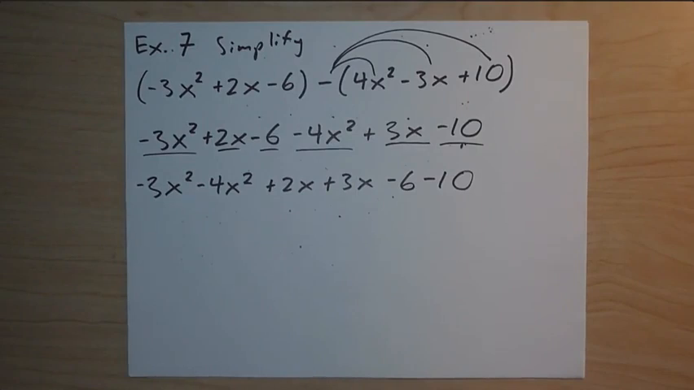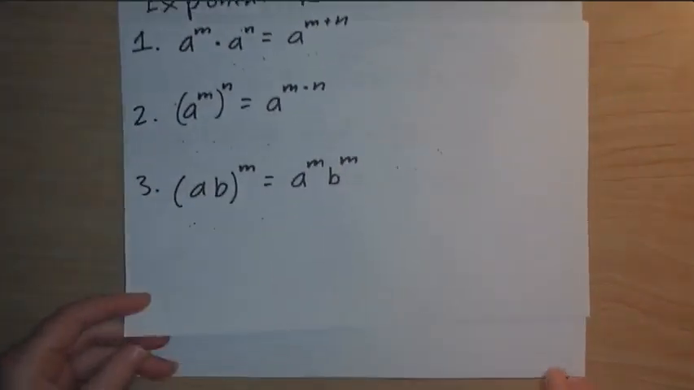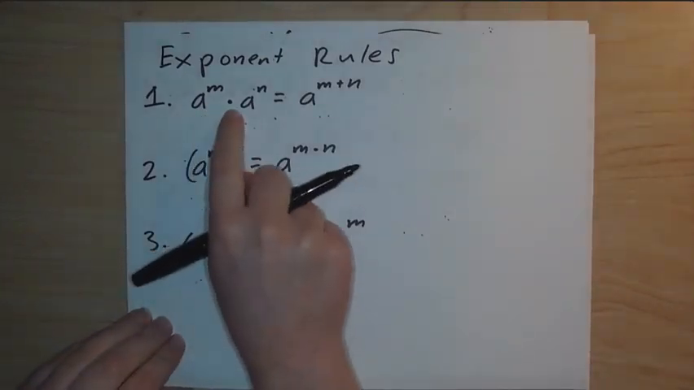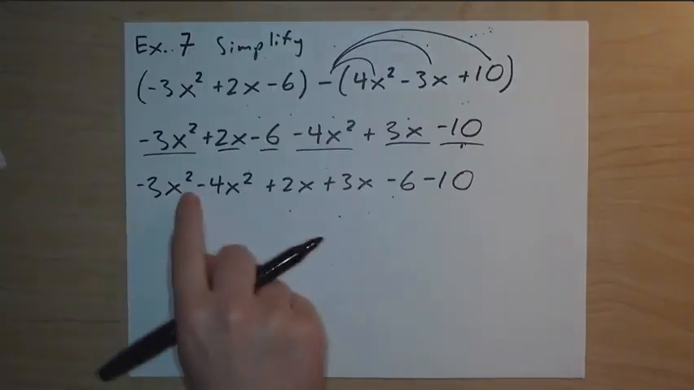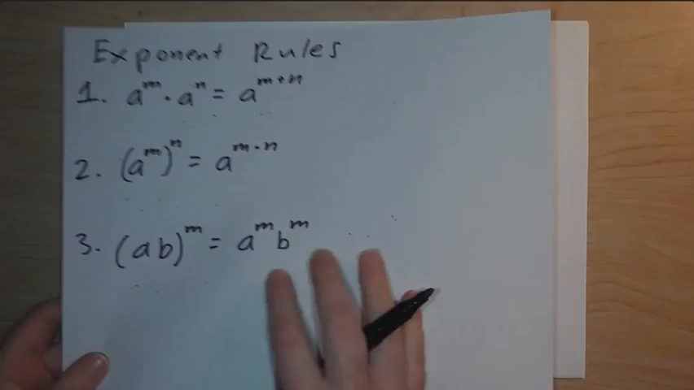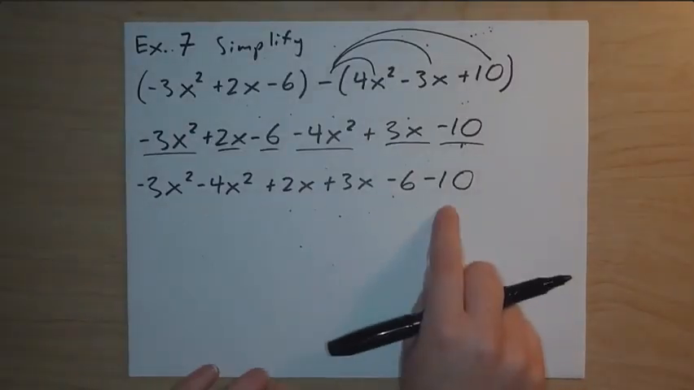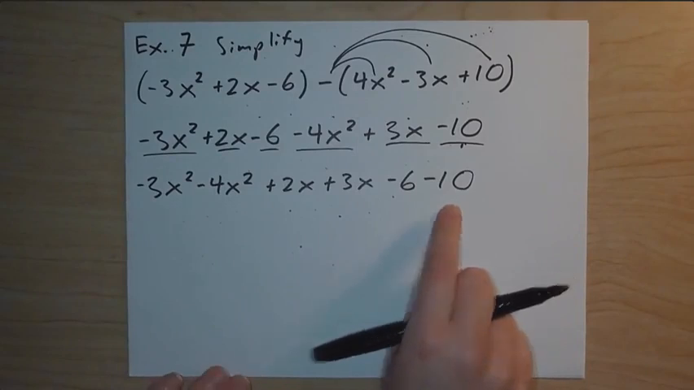So in the previous two examples, we had exponent rules. But we cannot use those here, because you notice these are being multiplied. Since these are being added or subtracted, these rules no longer apply. So that's why we have to group them and then simplify them within their respective groups.